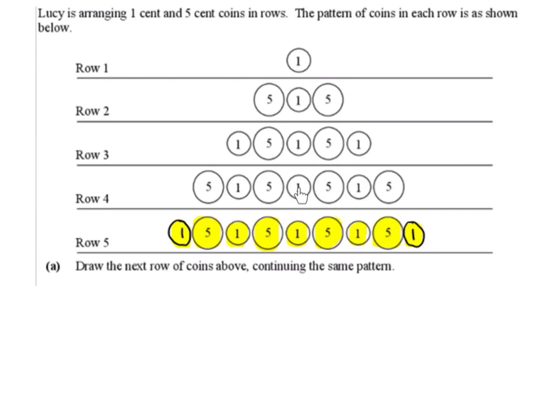So if we take row 4 and draw it down here, so bring down the 5, the 1, the 5, the 1, the 5, the 1, and the 5, and then just add on an extra 1 at either side. Then we have row 5. Likewise, if we wanted row 6, we would bring down the entire row 5 and then stick on a 5 at either end of the 1.